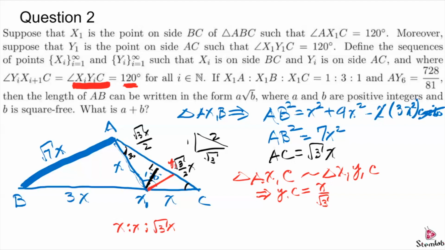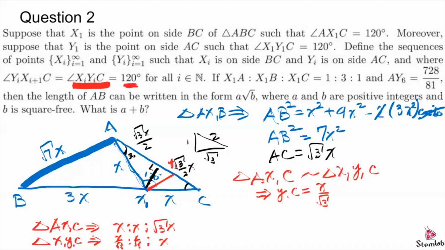Here, the base, the first one is from triangle AX1C. From x1 y1 c, the base is x, so that means everything is divided by root 3. So this is x over root 3 is to x over root 3 is to x. That's how we got y1c is x over root 3.